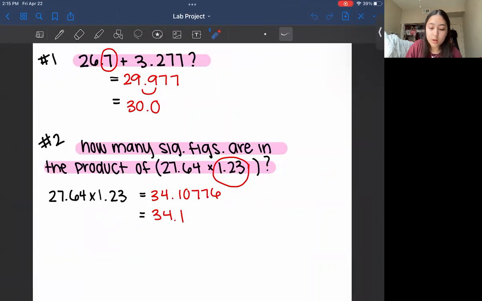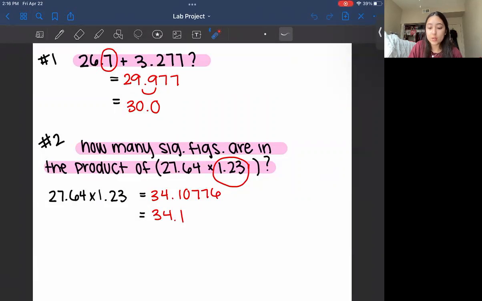For example, in this problem you're adding, and so you have to look at the smallest number in the decimal place. That means your answer will have one significant figure in the decimal place. So you would add like normal and get this answer, but you see that it's not the right amount of significant figures. So you can round and you get 30.0, and this has one significant figure in the decimal place. But another rule applies here.